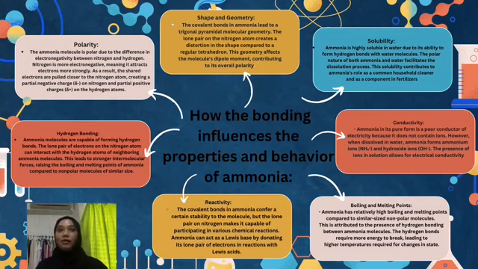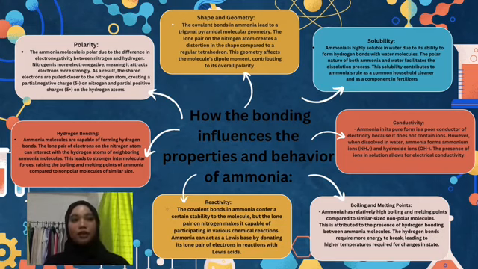Next is its shape and geometry. The ammonia molecule has a trigonal pyramidal shape with a lone pair of electrons on nitrogen, which creates a distorted tetrahedral arrangement. This geometry affects the molecule's overall structure, and it also influences its reactivity in various chemical reactions.